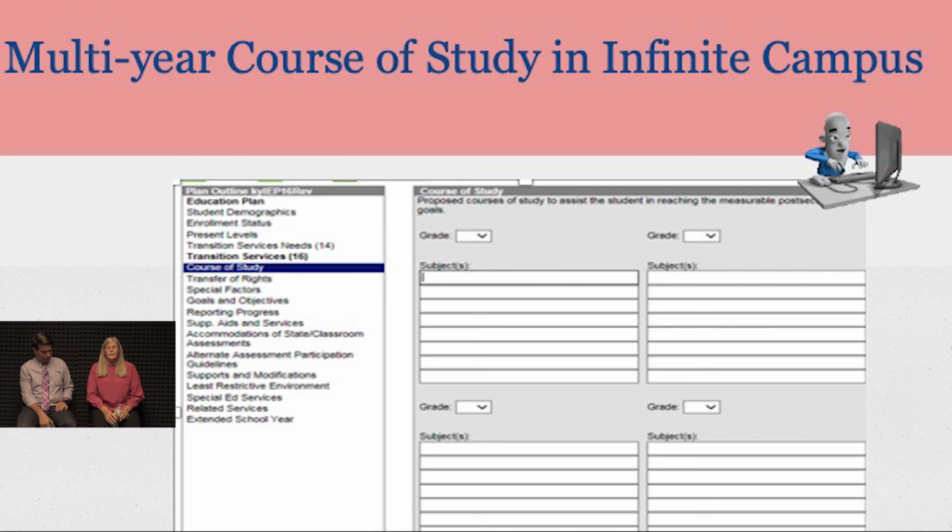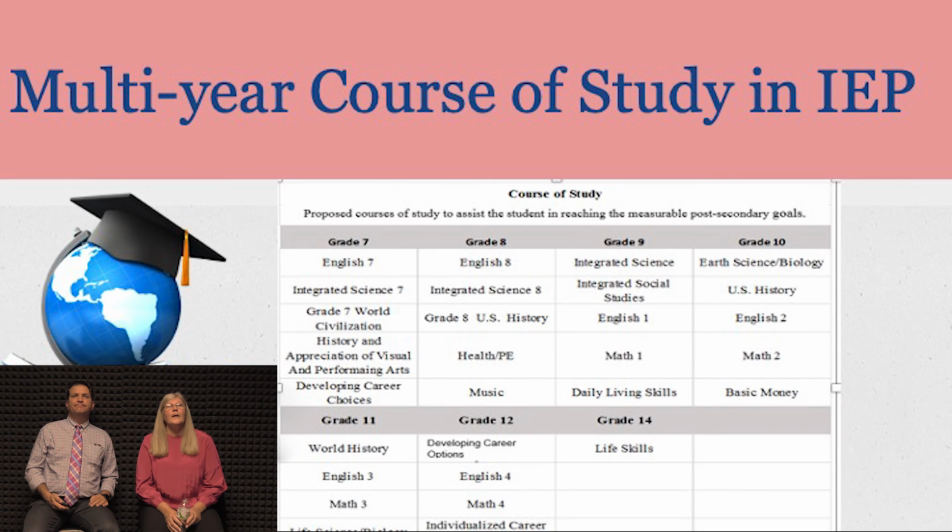Now, we told you that either when the student was in the 8th grade or age 14. Here is an example of a student that turned 14 in the 7th grade. So remember, it's not only 8th grade, it's when you turn 14 that you must start this process. And this is a snapshot of how the multi-year course of study appears in the ILP.